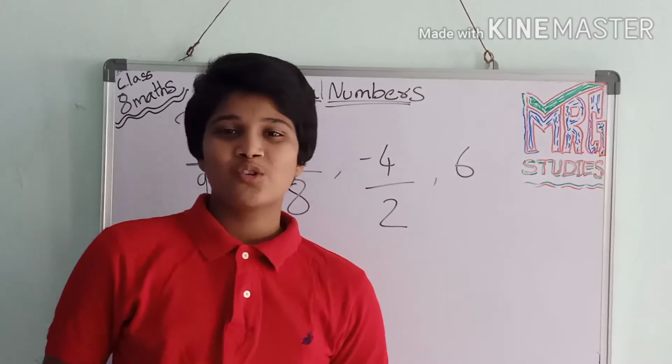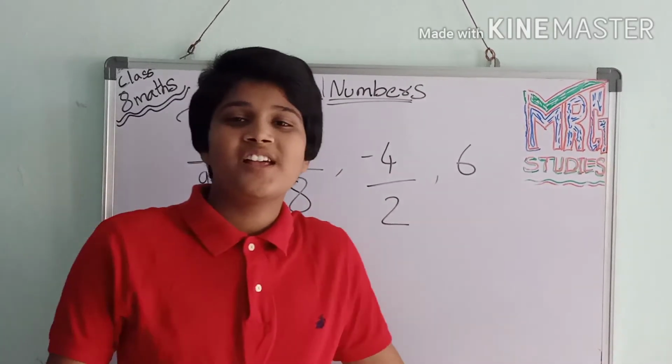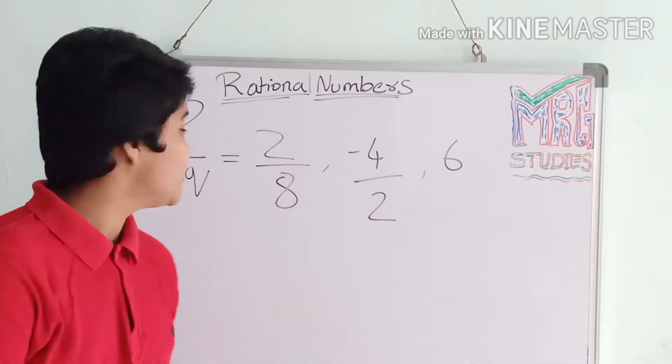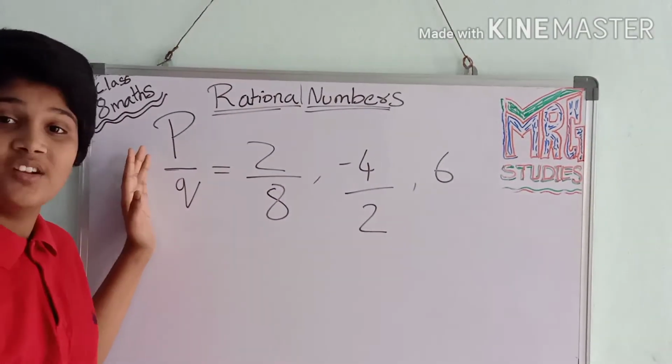My name is Madhav Rudraganesh. Today I am going to tell you 8th class maths rational numbers. In 7th class, I told you the definition of rational numbers. Rational numbers will be in the p by q form, which means it will be in fraction form.